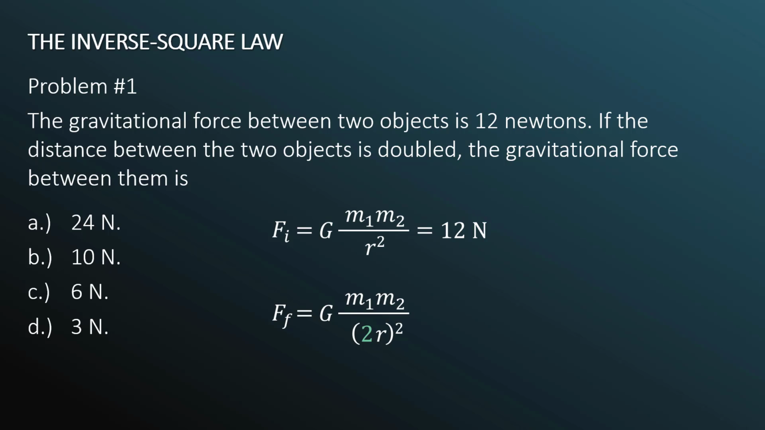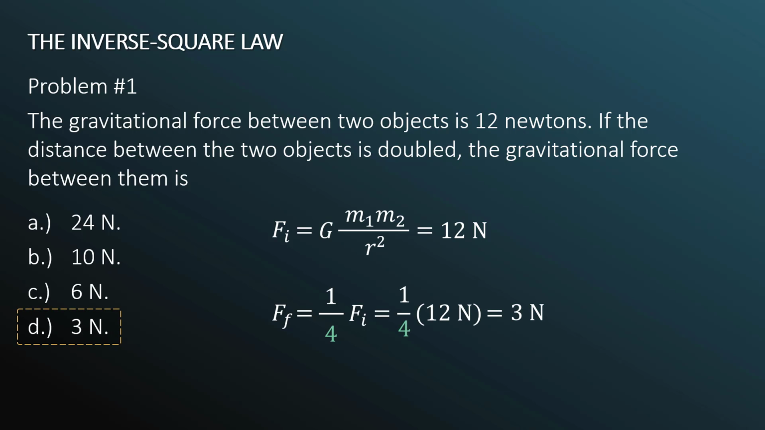We now distribute the square. So we have 2 squared r squared. 2 squared is 4. We can pull that 4 out, so we get 1 over 4, and we see that this mess of variables is the same as the upper mess of variables initially, which is simply the initial force. So we're going to replace this with the initial force, and we're given the value of the initial force is 12 newtons. So now we plug that in, and we get a value of 3 newtons. So we see that when you double the distance, the output force is now 1/4 of what it was.